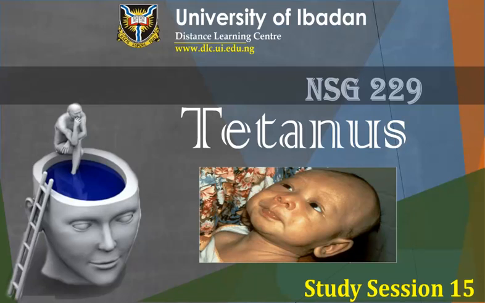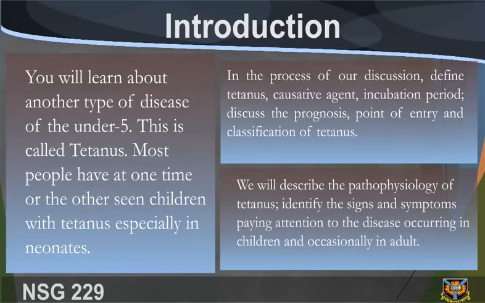Welcome to NSG 229, Study Session 15, Tetanus. Introduction. You will learn about another type of disease of the under 5. This is called tetanus. Most people have, at one time or the other, seen children with tetanus, especially in neonates.